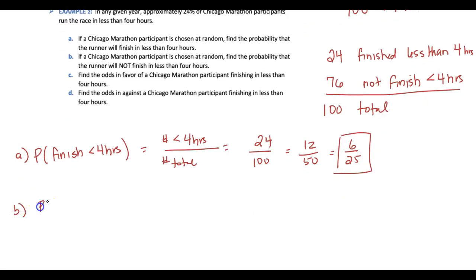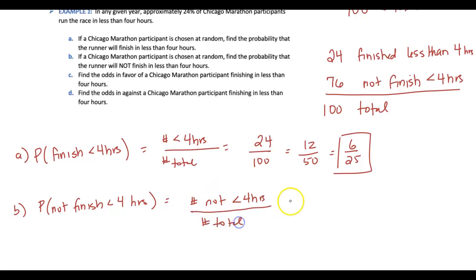Part B, to find the probability of not finishing in less than 4 hours, we would look at the number that do not finish in less than 4 hours compared to the number total. Looking at our chart, there are 76 participants that did not finish in less than 4 hours and 100 total. And reducing, we would reduce down to 19 out of 25.